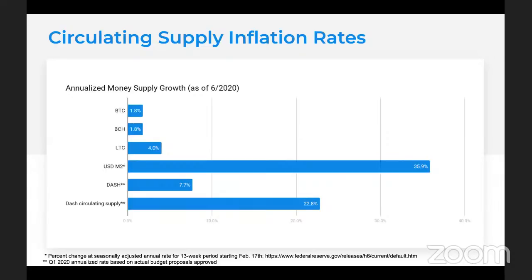And so why is there a distinction between the two numbers? Well, Dash's total supply is increasing at that 7.7%. In addition, masternode liquidations do add to the circulating supply over time. And so in the last couple of quarters, we've seen the number of masternodes operating on the network decline, and those enter circulating supply and cause that to grow at a much higher rate. And so when you compare Dash to some of these other assets, it's really hard for Dash to maintain price parity against assets like Bitcoin and Bitcoin Cash if the circulating supply is growing as fast as it is.